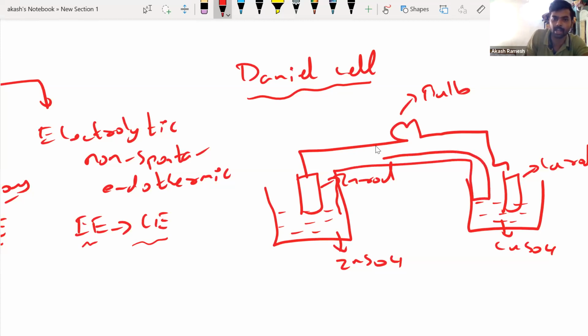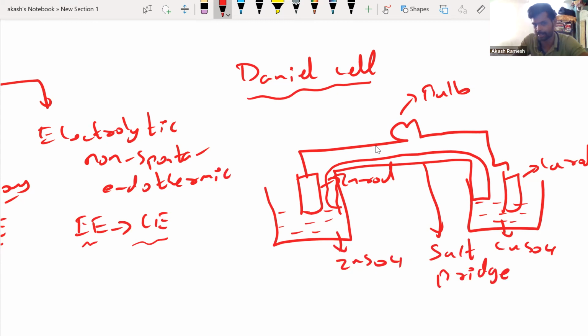Now, other than that, I have one more thing. I have a connection other than the wired connection, some connection like this between these two. This is what is called your salt bridge. We'll speak about it later: what exactly is the use of this, why are we using this, how do you prepare a salt bridge. All these things we'll see later. But for now, we will try to understand whether the current is flowing or not. I'll tell you the use of the salt bridge in a while.